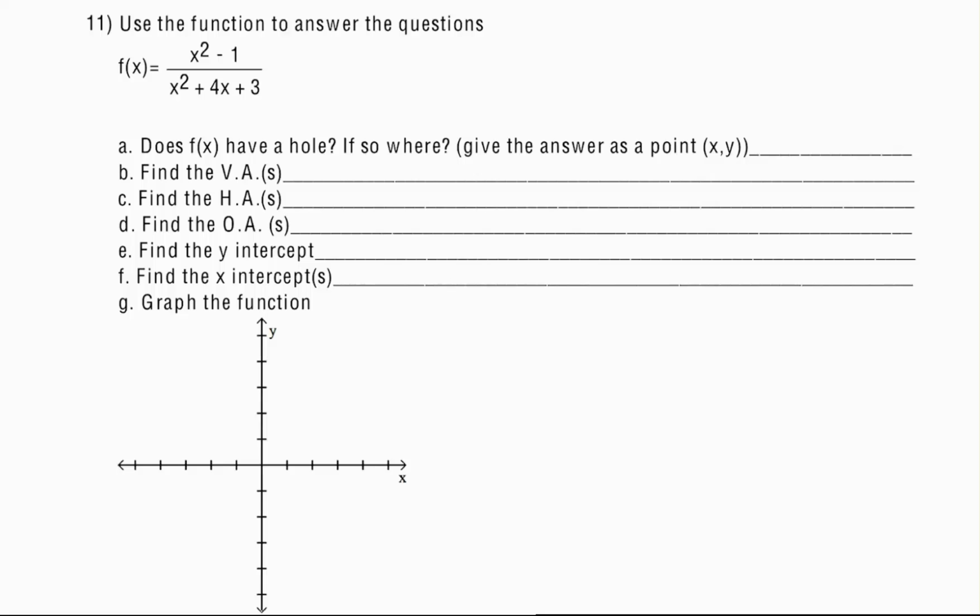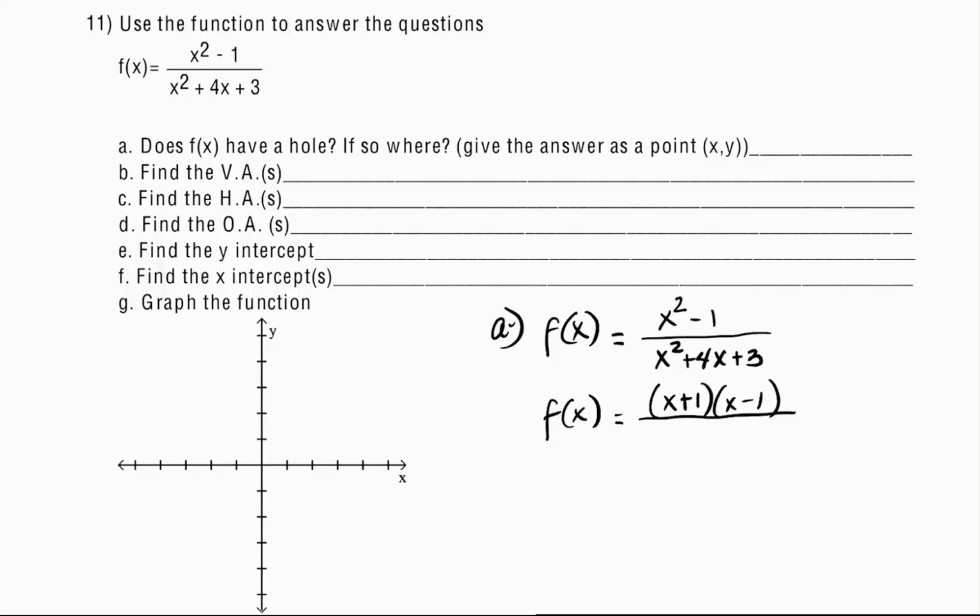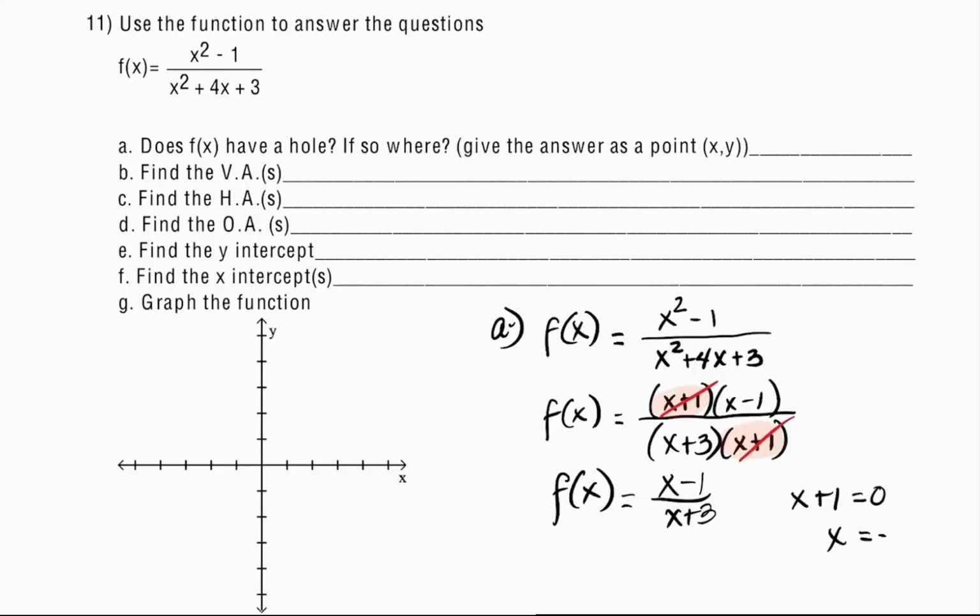To know if the function has a hole, we need to factor the numerator and the denominator and see if there are common factors. Let's factor the numerator, these factors, and now let's factor the denominator. As we can see, there are common factors. X plus 1 is a common factor. To find the hole, we are going to set the common factor equal to 0 and solve for x. So there is a hole at x equals -1.